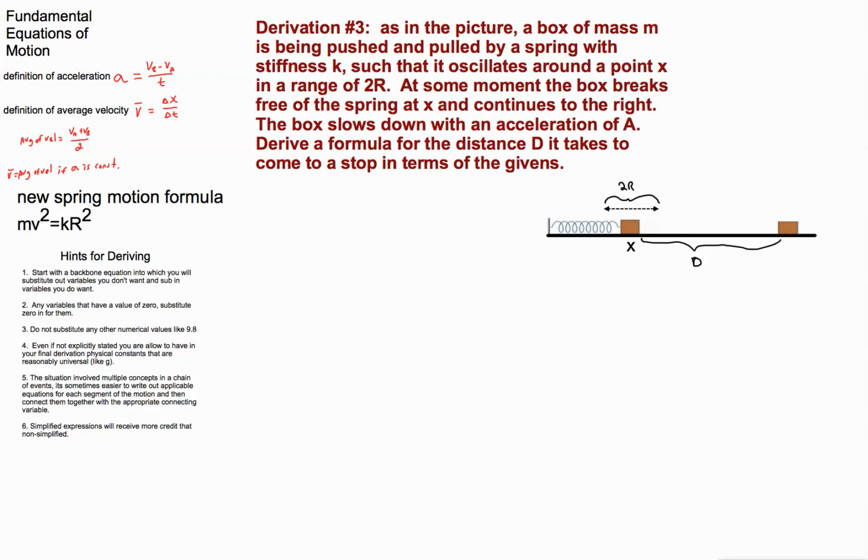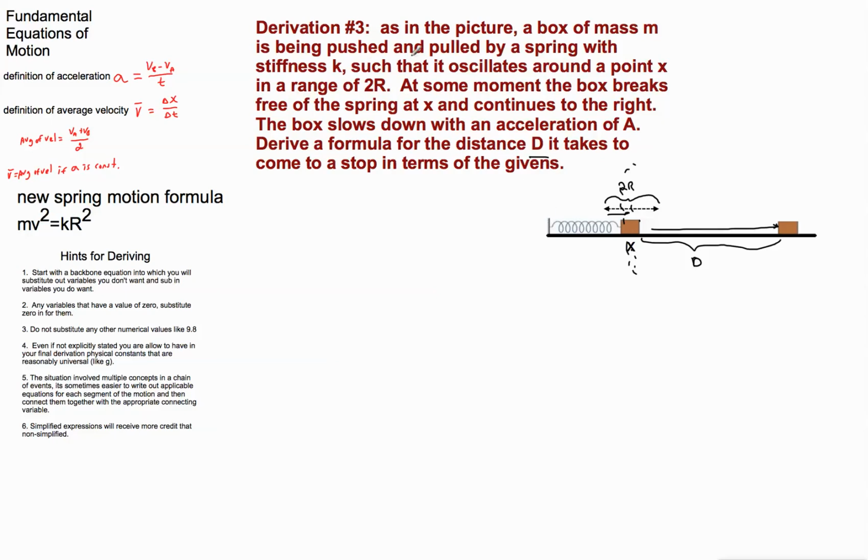All right, now in this derivation, this is a little bit more complicated. This one is a chain of events. So we have this box that's bopping back and forth like this, kind of around this middle line right here. If you imagine a middle line like this at the x, it's bopping back and forth. And at some point on its way back out this way, it breaks free of the spring and it coasts all the way along here, slides a distance d before it comes to a stop. Now, our goal is going to find a formula for that distance d in terms of the givens.